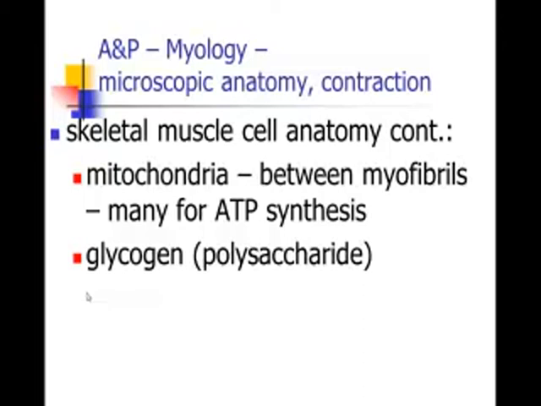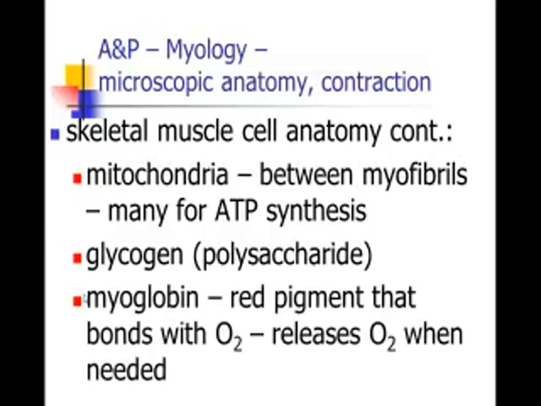And the glycogen is found in two places. It's found in the liver, and it's found in the skeletal muscles. And this is really kind of handy because in times of great need, the polysaccharides can break down into glucose, and the glucose can then be used to generate ATP.